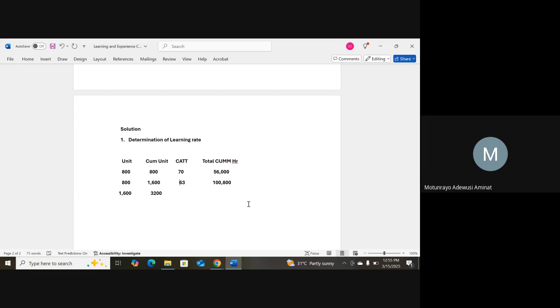Okay. How do you now calculate that 100,800? Okay. So when this 800, which is cumulative unit, is doubled to 1,600, it means that the hour that the second 800 will use, which is 44,800 in the question, you add it to the 56,000, the first one we used. So that 44,800 plus this 56,000 will give you this 100,800. Can we continue?